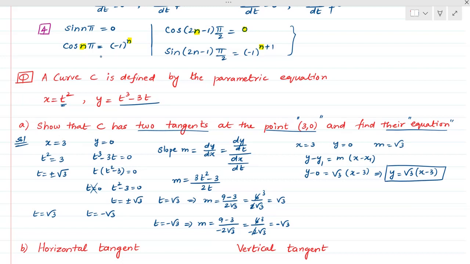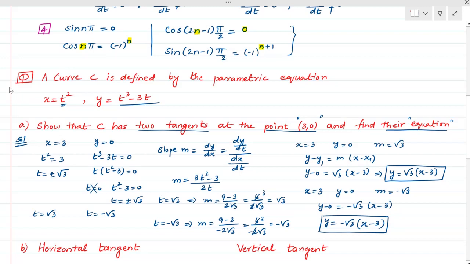Now the similar thing I have to calculate when the slope is negative. Here x is 3, y is equal to 0 and m is equal to minus root 3. Same thing, I write y minus y1 equals m times (x minus x1), so minus root 3 times (x minus 3), sorry, x minus 3 is the x value. Then y is equal to minus root 3 times (x minus 3). So this is the second equation of a tangent. Using this, we can calculate all the problems.